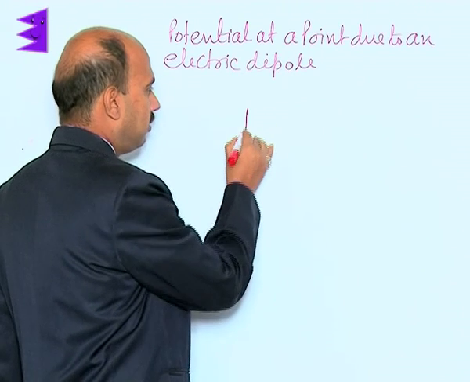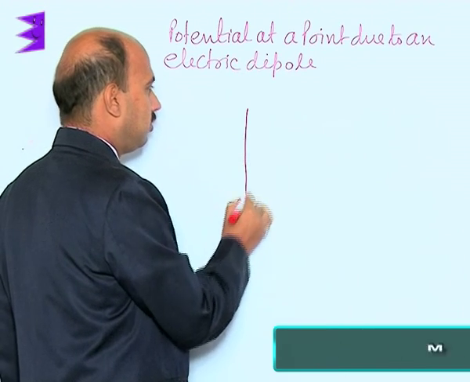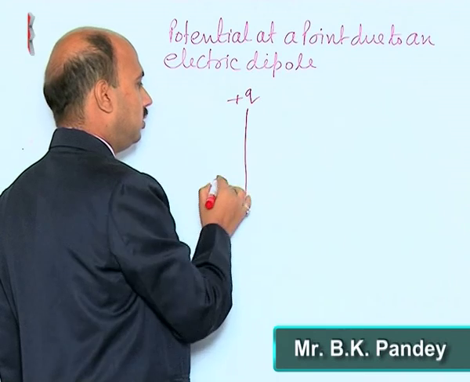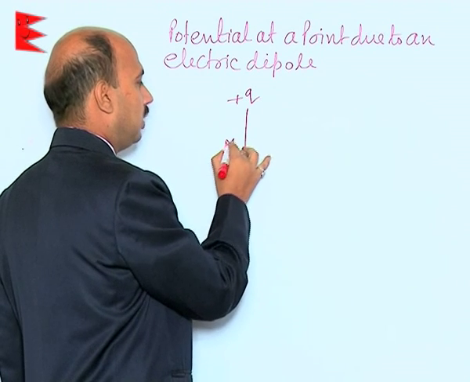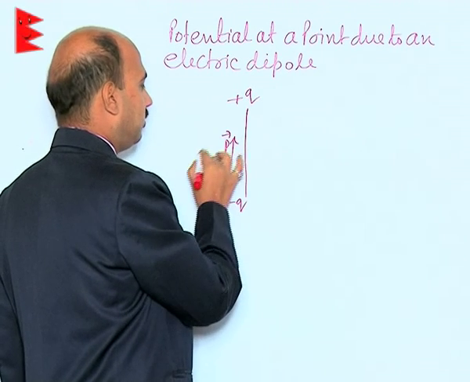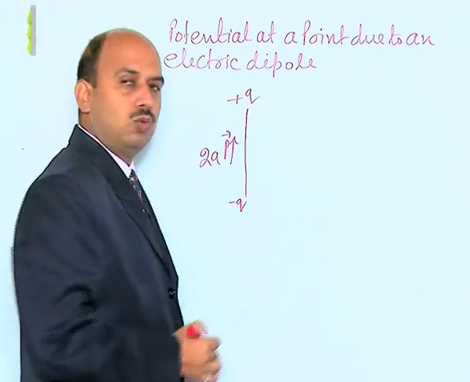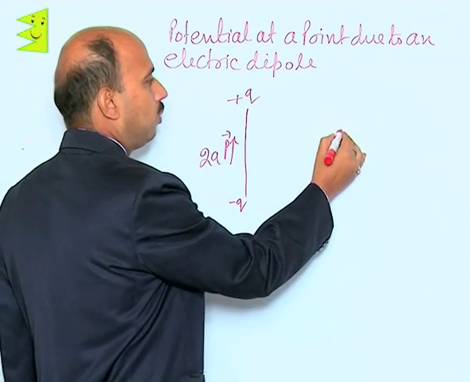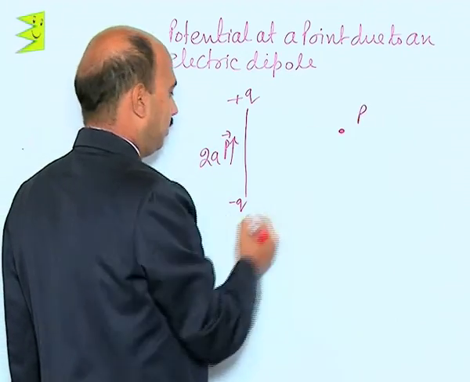Suppose there is a dipole, this is minus q charge and this is plus q charge. The dipole moment is to this side and the distance between these two charges is 2a. Now, we have to calculate the potential at point P.